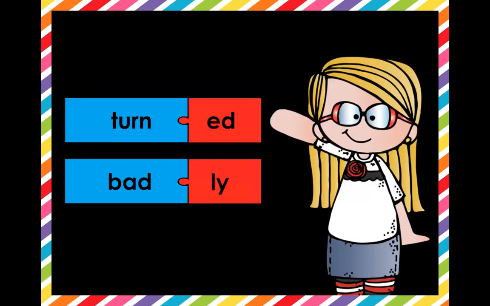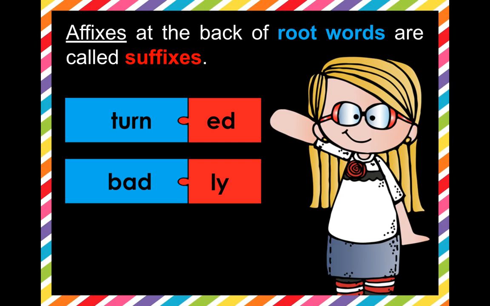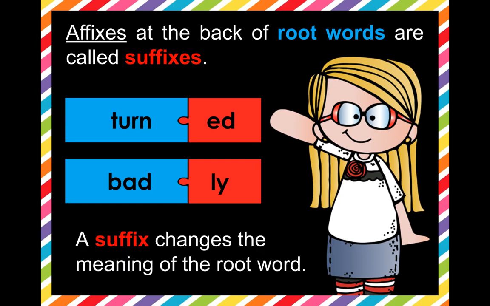What about if we add an affix at the end of base words? Affixes at the back of the root words are always called suffixes. So we changed the word turn into turned, and we turned the word bad into badly. So we're changing the meaning of the root word. Prefixes and suffixes are very important to our reading and also comprehending. It helps us understand words and their meanings.